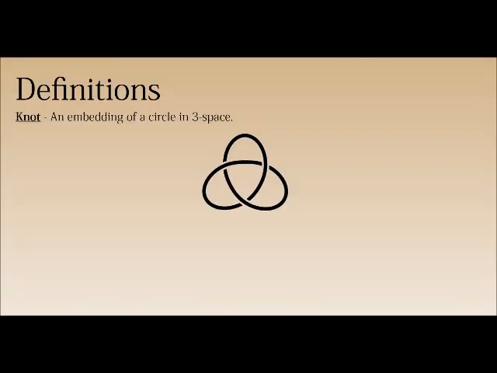Definitions wise, I have first a knot, which is an embedding of a circle in 3 space. The circle part just means that as we travel around this black edge, it never jumps from one place to another. It's a continuous loop. So that's why we call it a circle. It's not technically a circle in geometry terms, but there you go.